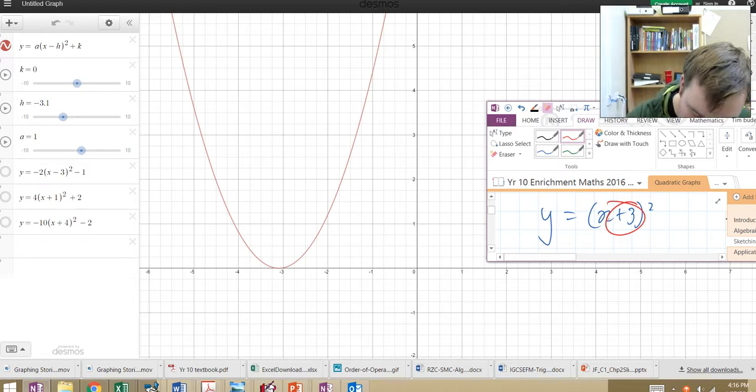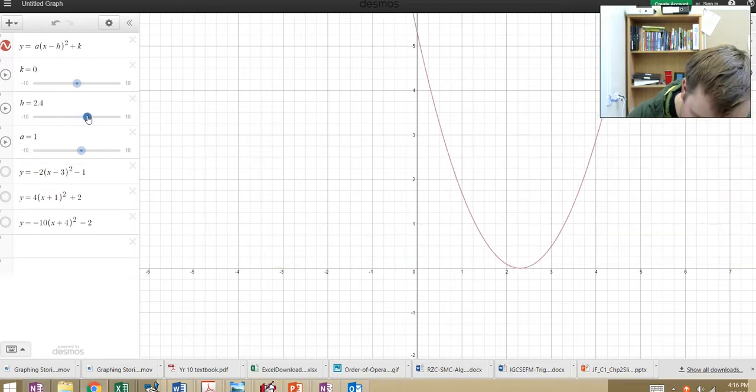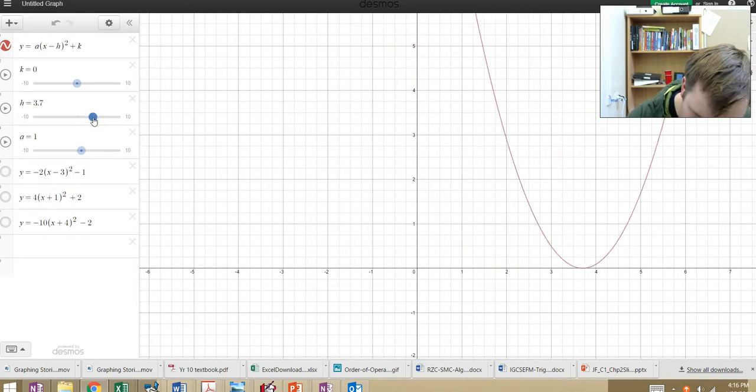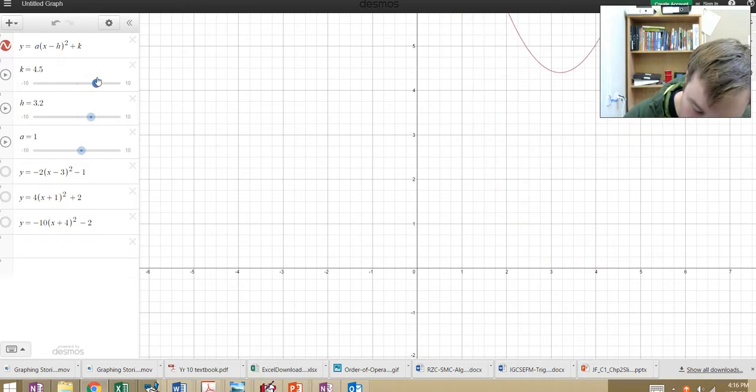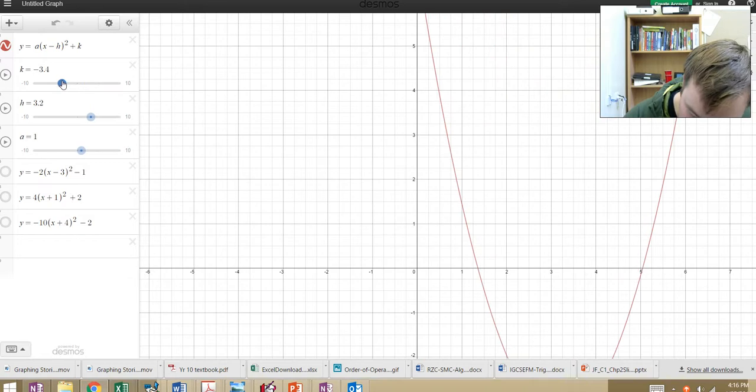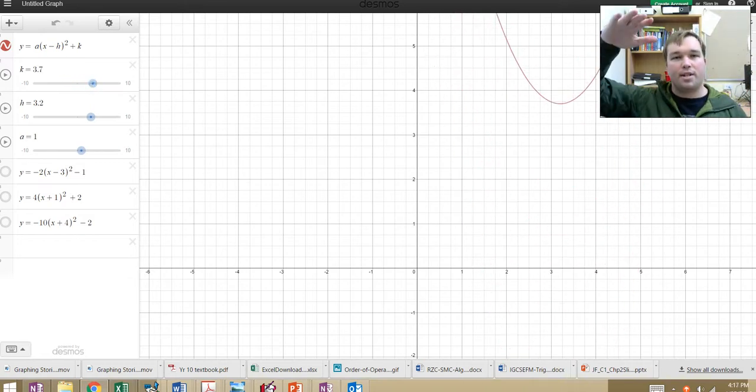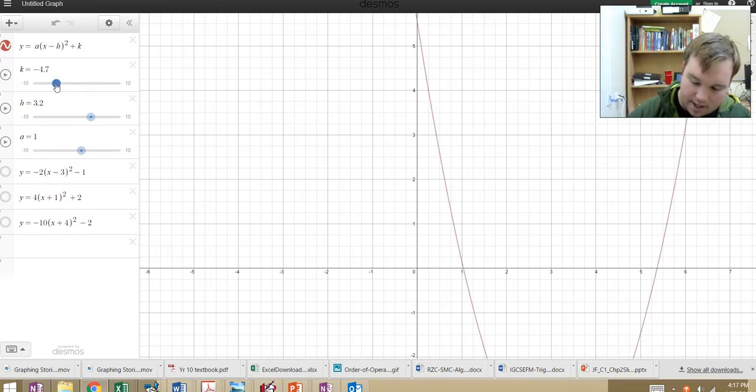Now, let's look at the k term. So I'm just going to set that at 2, or 3.2. It doesn't matter. Let's look at k. As k increases, the graph moves up. As k decreases, the graph moves down. Essentially, a positive k represents a positive vertical translation. Negative k, negative vertical translation. The k on the end just translates the entire graph up or down.